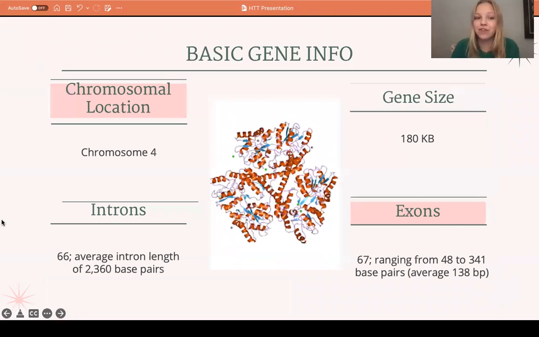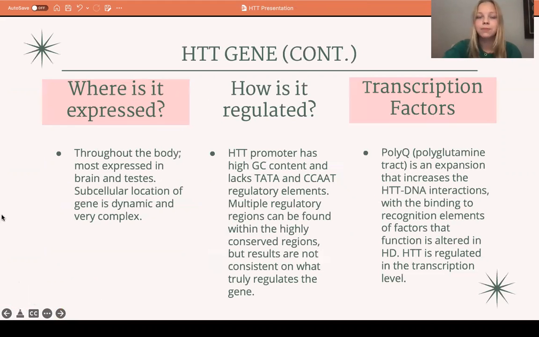Basic gene info: the chromosomal location is chromosome 4, the gene size is 180 kilobases, and there are 66 introns. The average intron length is 2,360 base pairs, and there are 67 exons. They range from 48 to 341 base pairs, an average of 138 base pairs. I know that's a large range, but that's on average.